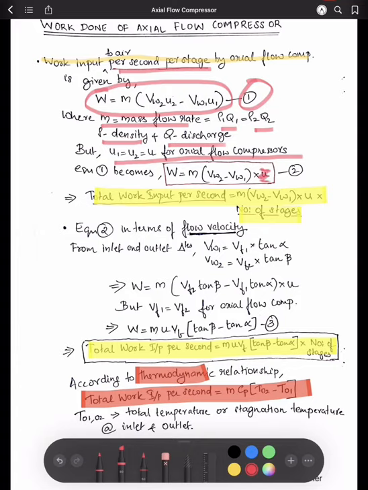So our equation 2 becomes W is equal to m into (VW2 minus VW1) into U. Clear? So the total work input per second will be this term into the number of stages. So this is the total work input per second.